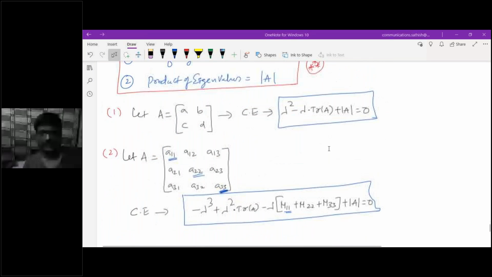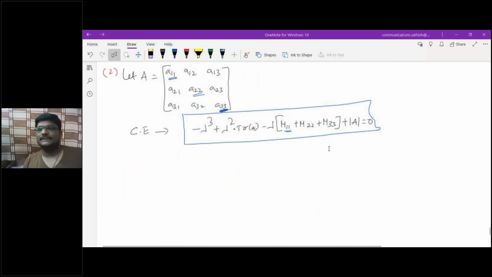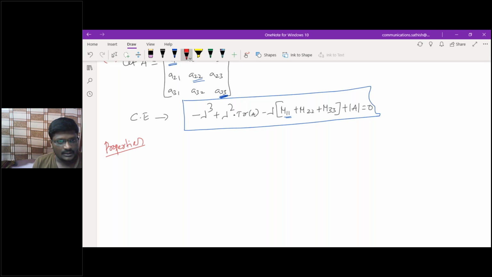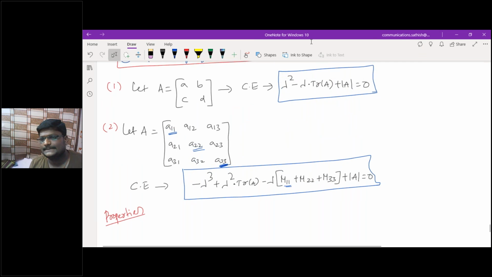Now let me take some properties. These properties are already proven results, and these results are required to solve the problems. So let me take the properties of eigenvalues and eigenvectors, then we'll solve the problems based upon those properties. Try to note down parallelly. Is there any doubt so far? I think all of you are following me. No doubts. Fine.